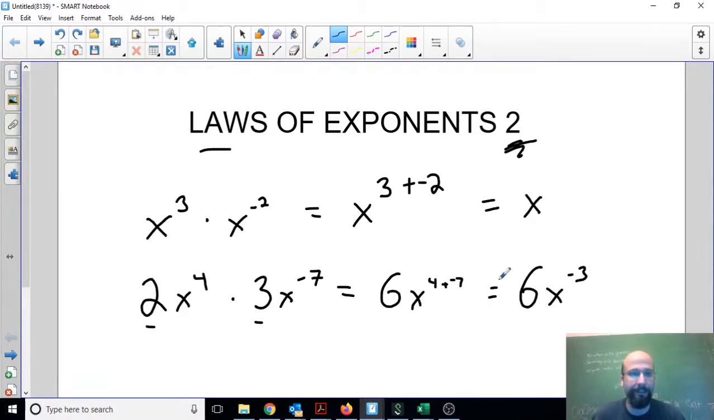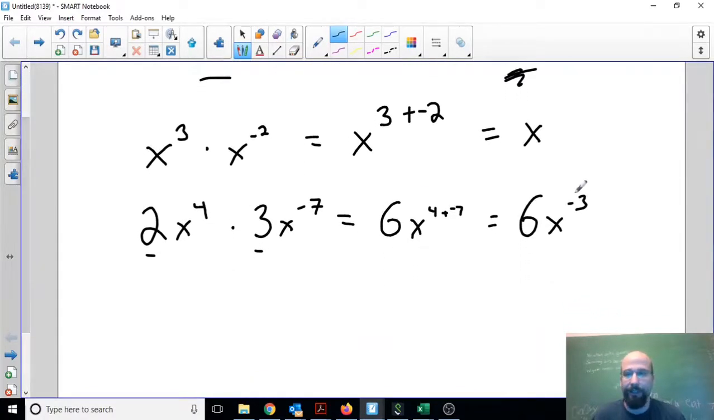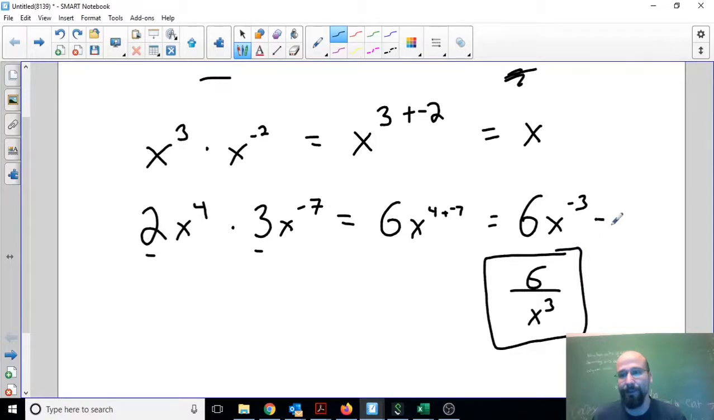The tricky part here is understanding that you have a negative exponent, so you have to change it. Understand that this negative 3 is only going to the x. It's not going to that 6. This 6 has an imaginary positive 1 exponent. But this x has a negative 3 exponent. So in order to fix that negative exponent, you have to move it to the bottom and make it positive. But the 6 stays on the top because the 6 does not have a negative exponent. This would be your final answer.